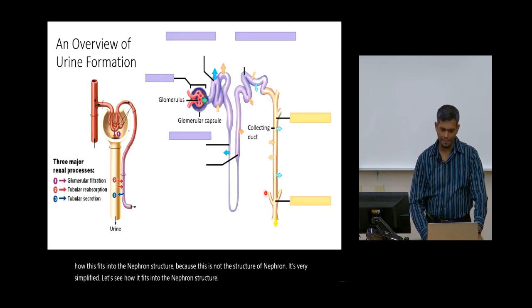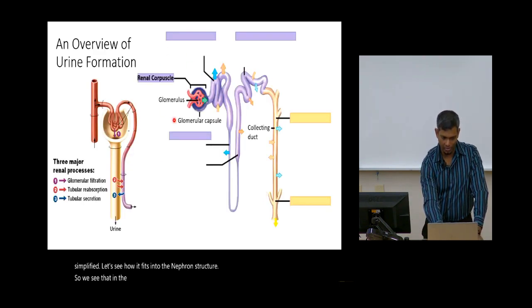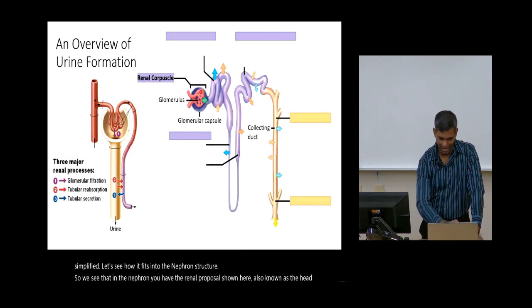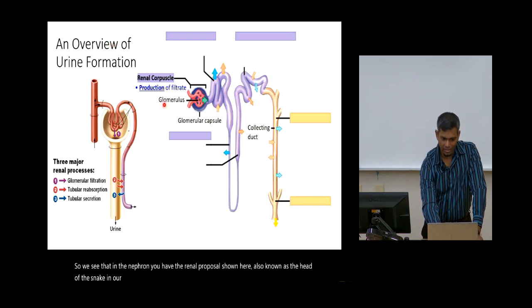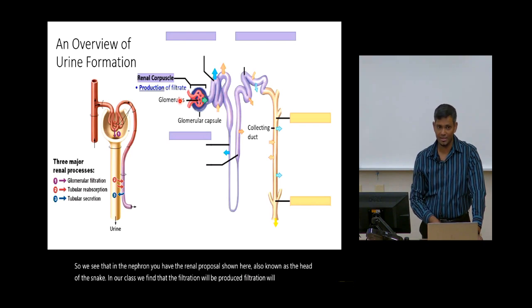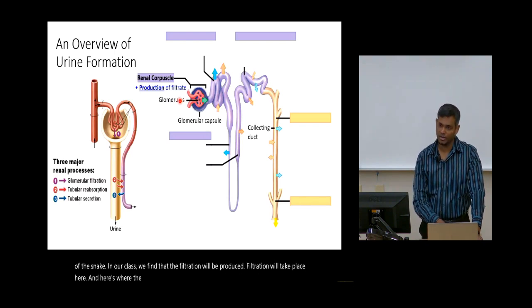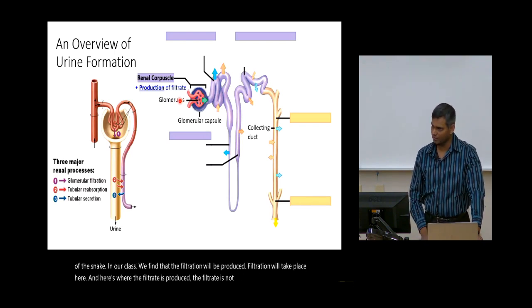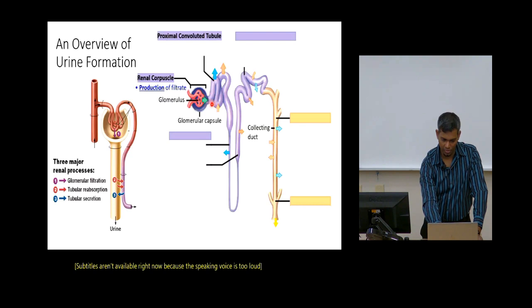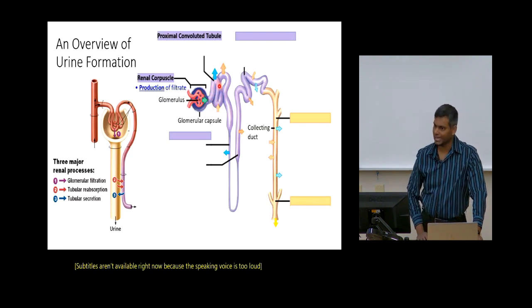So we see that in the nephron you have the renal corpuscle shown here, also known as the head of the snake in our class. We find that filtration will take place here, and here's where the filtrate is produced. The filtrate is not produced anywhere else in the nephron, it only happens in the renal corpuscle. And now this filtrate is going to move into the proximal convoluted tubule as shown by this green arrow, and we find that a couple of things can happen in the proximal convoluted tubule.